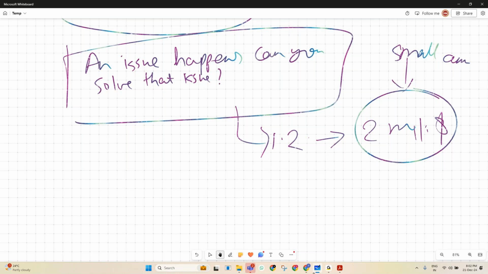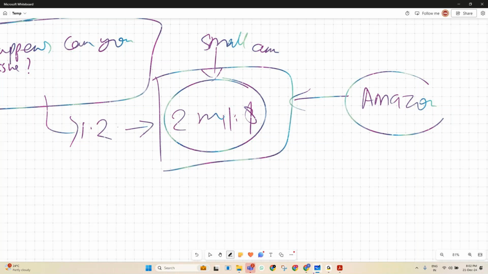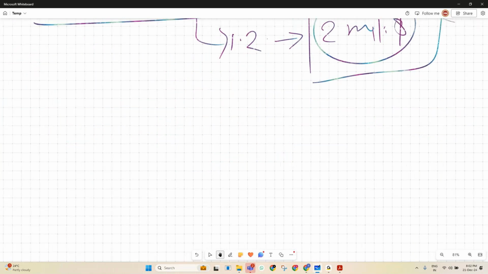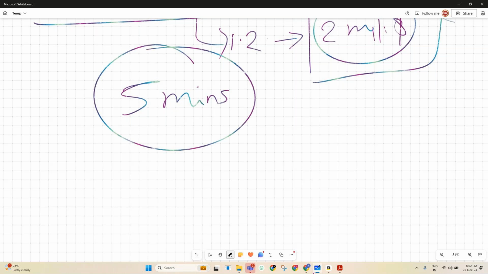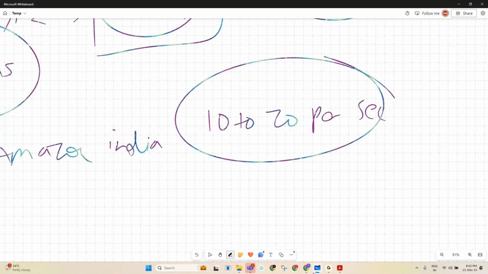But again, this $2 million was not the big concern of Amazon. What was the concern then? Can someone guess? Customer retention, exactly. In those 5 minutes, the customers who were visiting Amazon just in India were almost 10 to 20 per second. If you convert it to 5 minutes, 600 into 5, it's almost 3,000 people who visited Amazon.